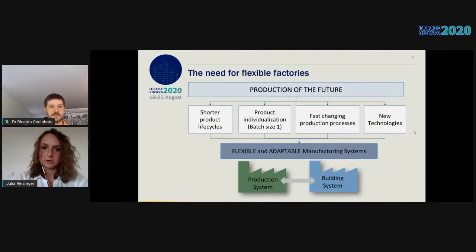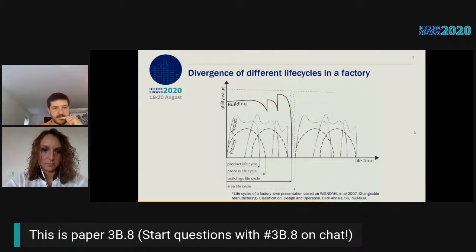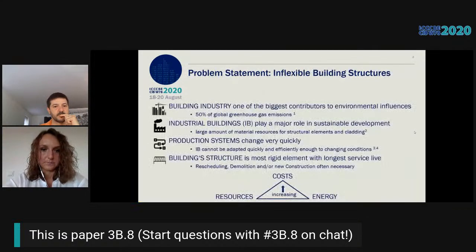The problem is the production of the future has very short product life cycles, product individualization, very fast changing production processes. And all these new technologies need flexible and adaptable manufacturing systems on production system side and building system side. But the building, the process, and the products diverge in different life cycles of a factory. So the life cycle of a building is much longer than production processes. So they're changing a lot during the life cycle of a building. So we need flexible building structures.